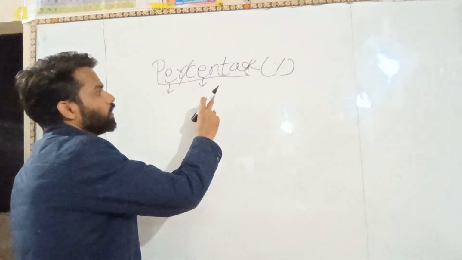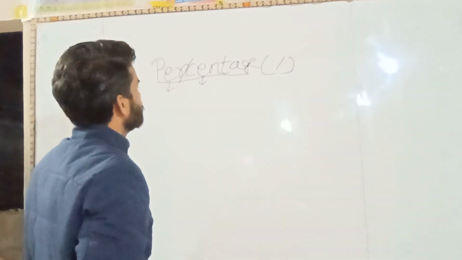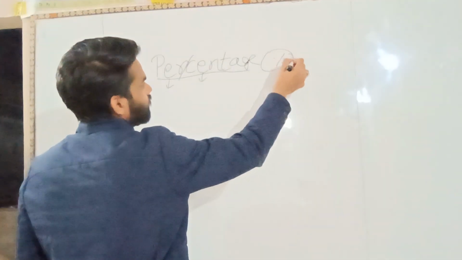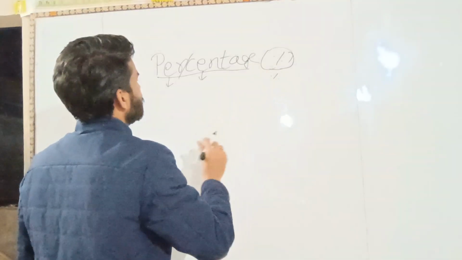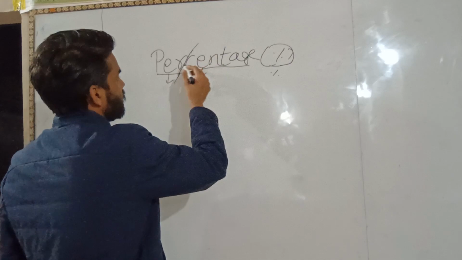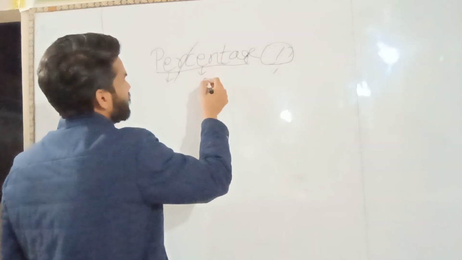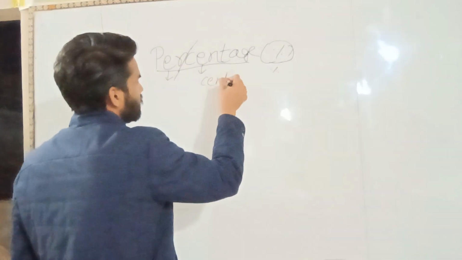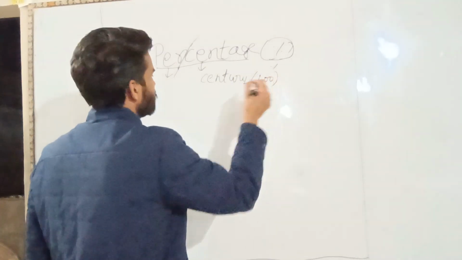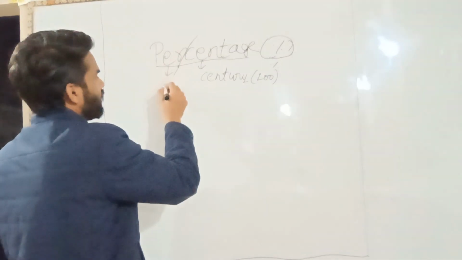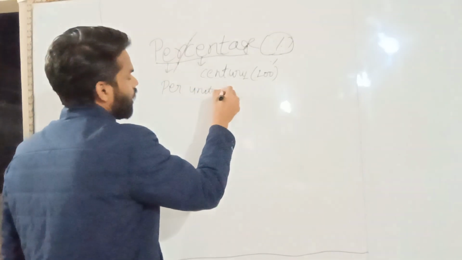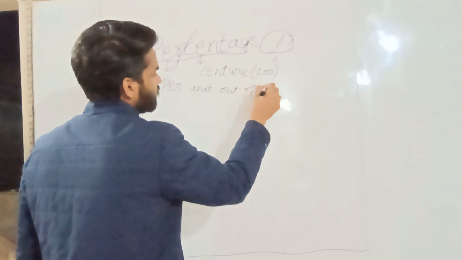So firstly we will talk about some basics of percentage. Percentage is denoted with a symbol. We can see here the word percent. In this, the cent word means century, and this century in itself is known as 100. And this per means per unit.